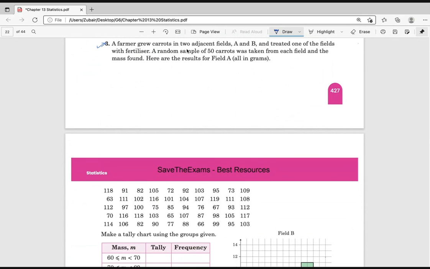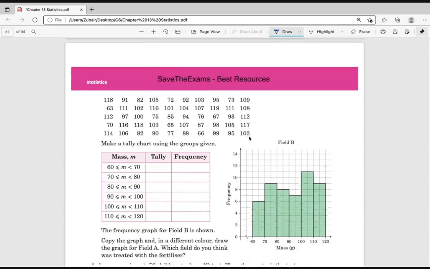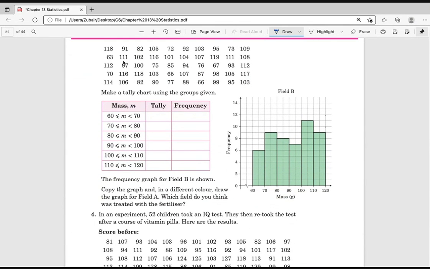A farmer grew carrots in two adjacent fields, A and B, and treated one of the fields with fertilizers. A random sample of 50 carrots was taken from each field and the mass found. Here are the results for field A in grams. Make a tally chart using the groups given. So it is from 60 to 70. Now we'll have to look carefully so we don't miss any value. From 60 to 70, I'm looking in the first row.